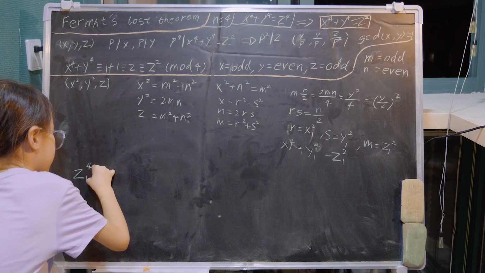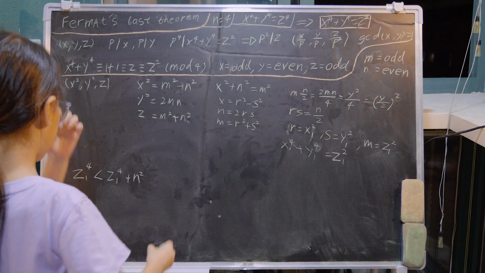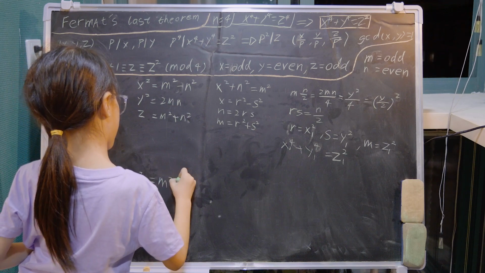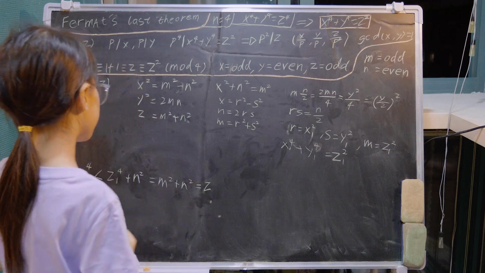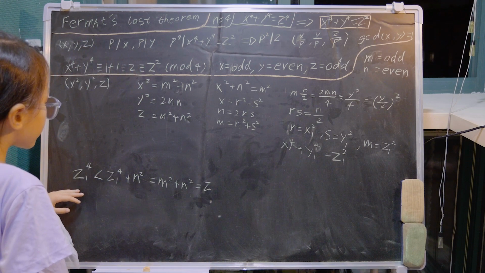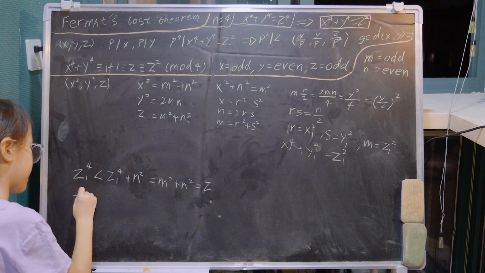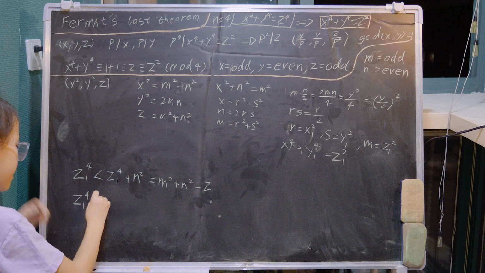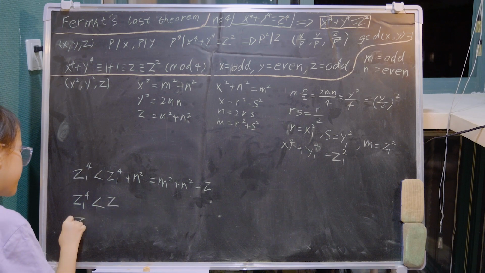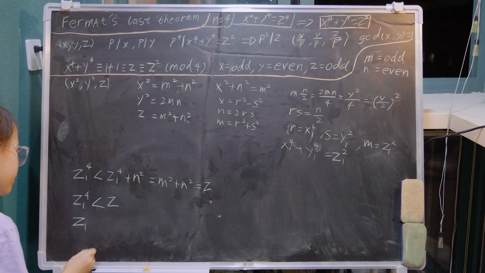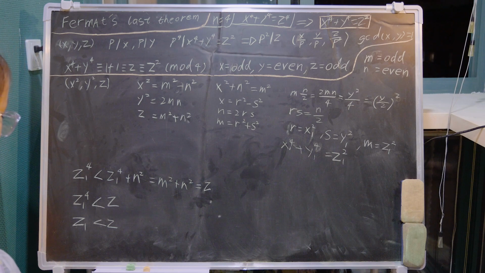z1 to the 4th is less than z1 to the 4th plus n squared, and that's equal to m squared plus n squared, and that's equal to z. So that tells us z1 to the 4th is less than z. So that gives us z1 is less than z. So this creates a contradiction.